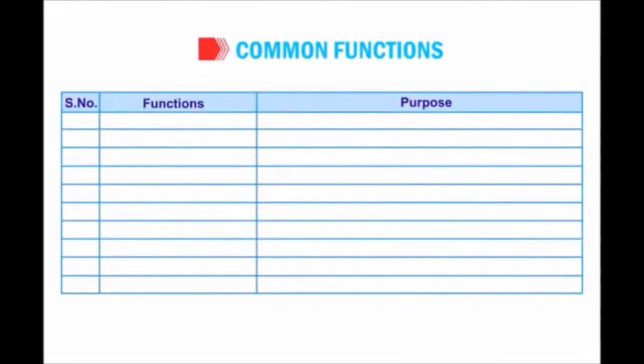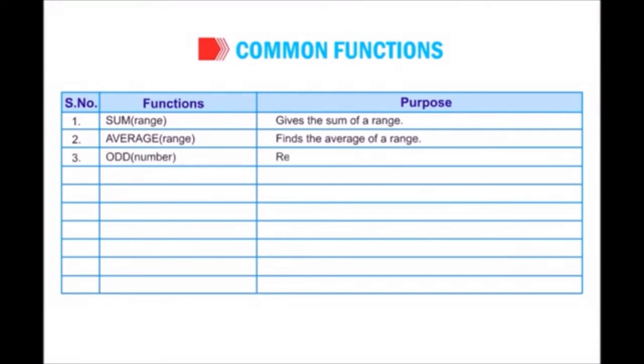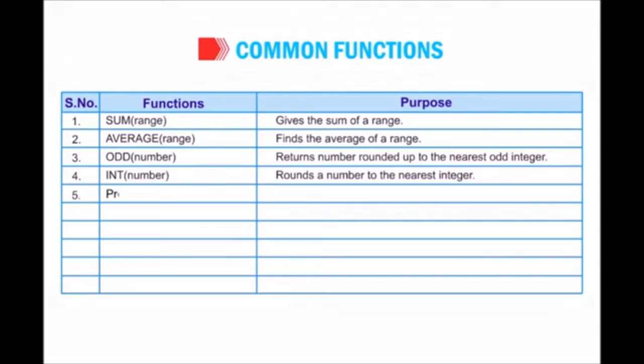Functions and purpose. Number 1, sum, range. Purpose: give the sum of a range. Number 2, average, range. Purpose: finds the average of a range. Number 3, odd number. Purpose: returns the number rounded up to the nearest odd integer. Number 4, int number. Purpose: rounds a number to the nearest integer. Number 5, product, range. Purpose: multiplies the values in a range of cells.